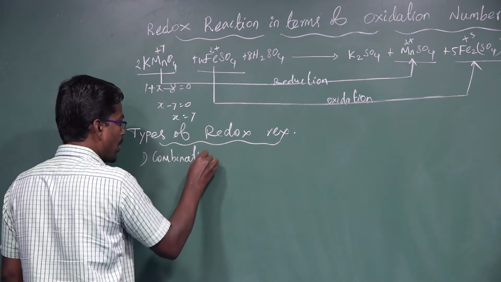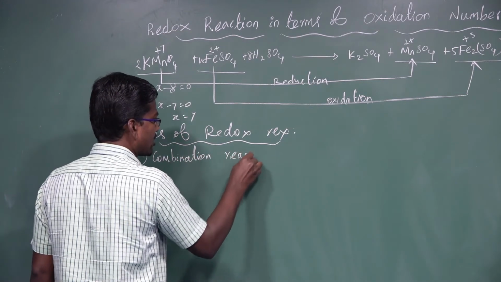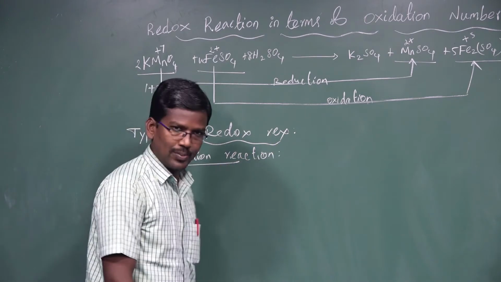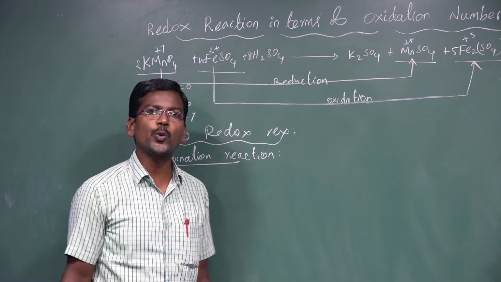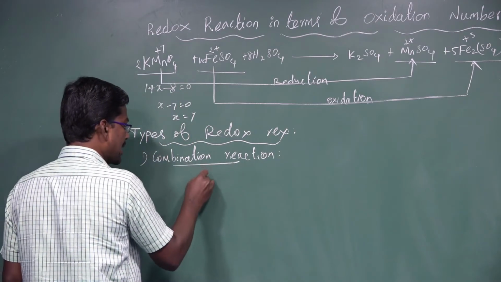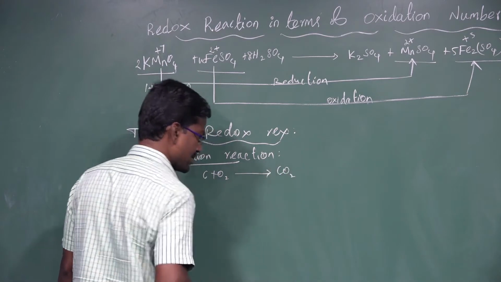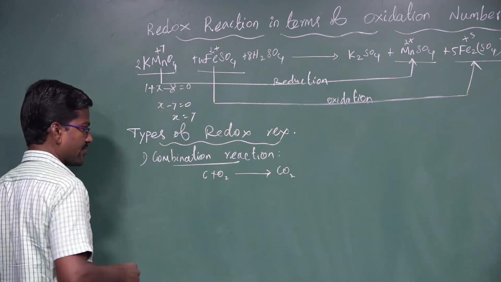Combination reaction. What is the meaning of combination reactions? Two elements can combine to form a new product. For example, carbon burns in air to form carbon dioxide. It is a simple process we have already learned in lower classes.